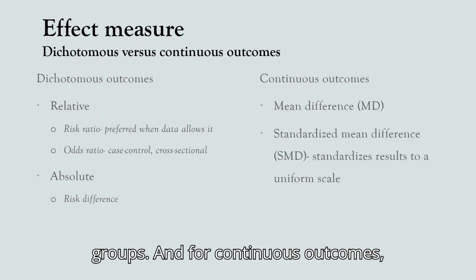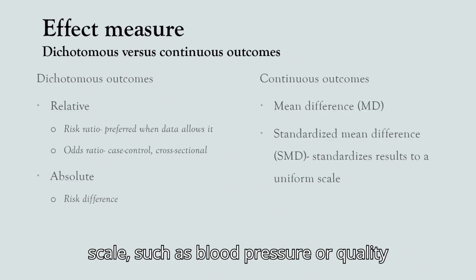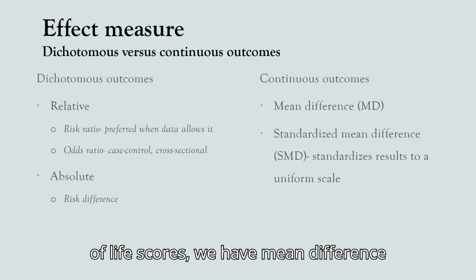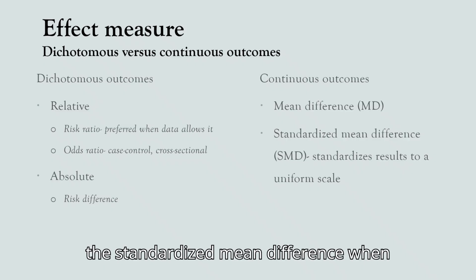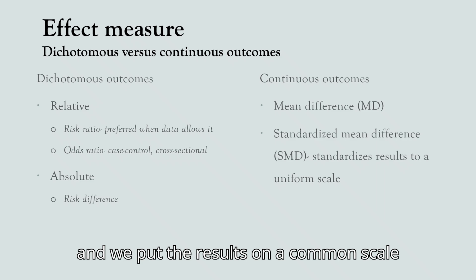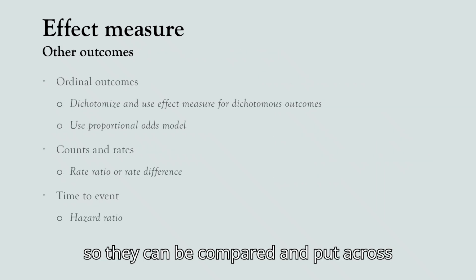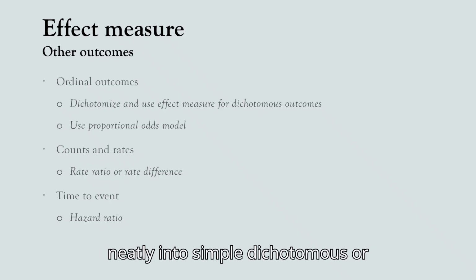And for continuous outcomes, outcomes that are measured on a numerical scale, such as blood pressure or quality of life scores, we have mean difference when all studies use the same scale, or the standardized mean difference when studies use different scales. And we put the results on a common scale so they can be compared and pooled across the studies.